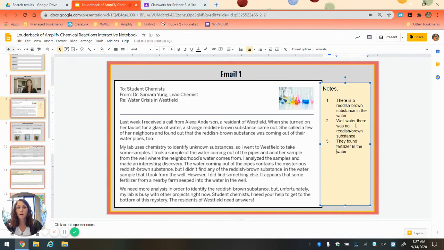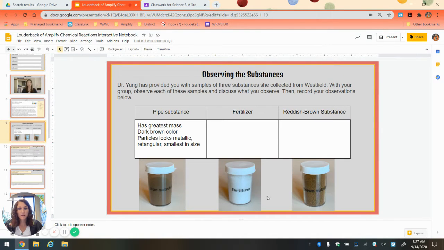Number 2, the well water, there was no reddish brown substance in the well water. I should rephrase that. And then number 3, they found fertilizer in the water. So what I'm going to ask you to do today is look at each substance and make some detailed observations about each one.